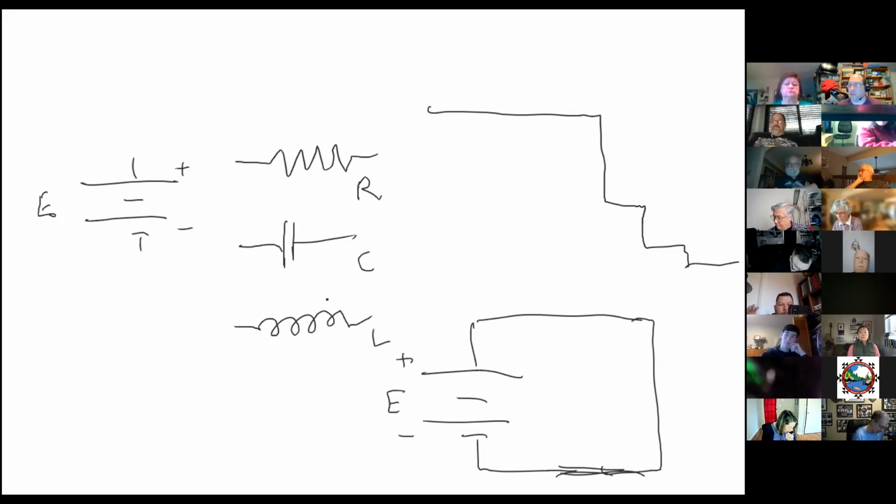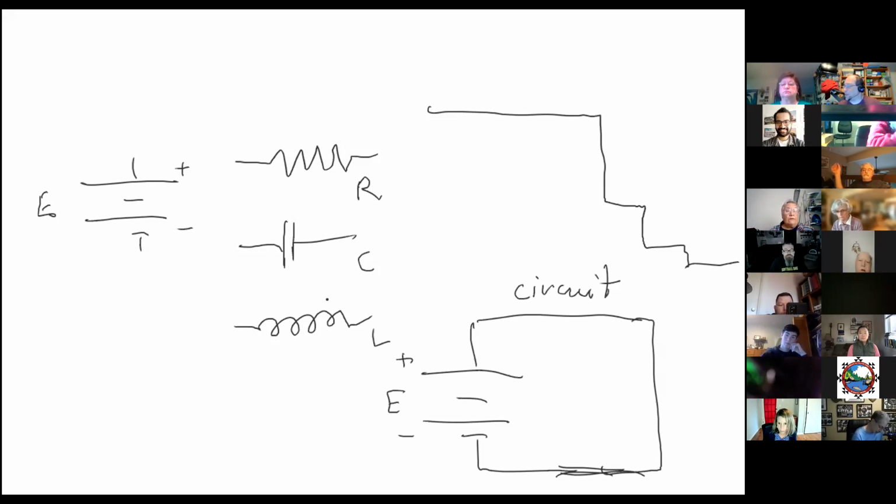So does anybody know what this kind of circuit would be called? Closed circuit. A closed circuit. Well, besides a closed circuit, what kind of circuit? Short. That would be a short circuit. That's right. Because this is just a piece of wire and the wire goes around like this and it goes right back to it.